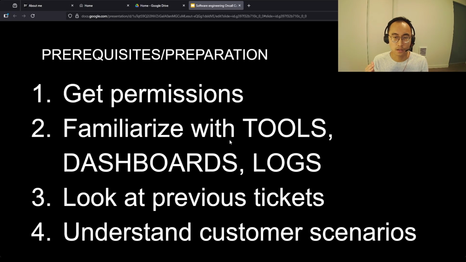Now, number three and four are prerequisites in terms of just having a basic ground zero understanding of what you're supporting, because different companies are going to have different expectations. So look at previous tickets. Usually they should have some information about how they were solved, so you can see how your teammates have solved previous incidents, and you try to emulate that in the start, since that's just the bar of expectation. And number four would be understanding customer scenarios.